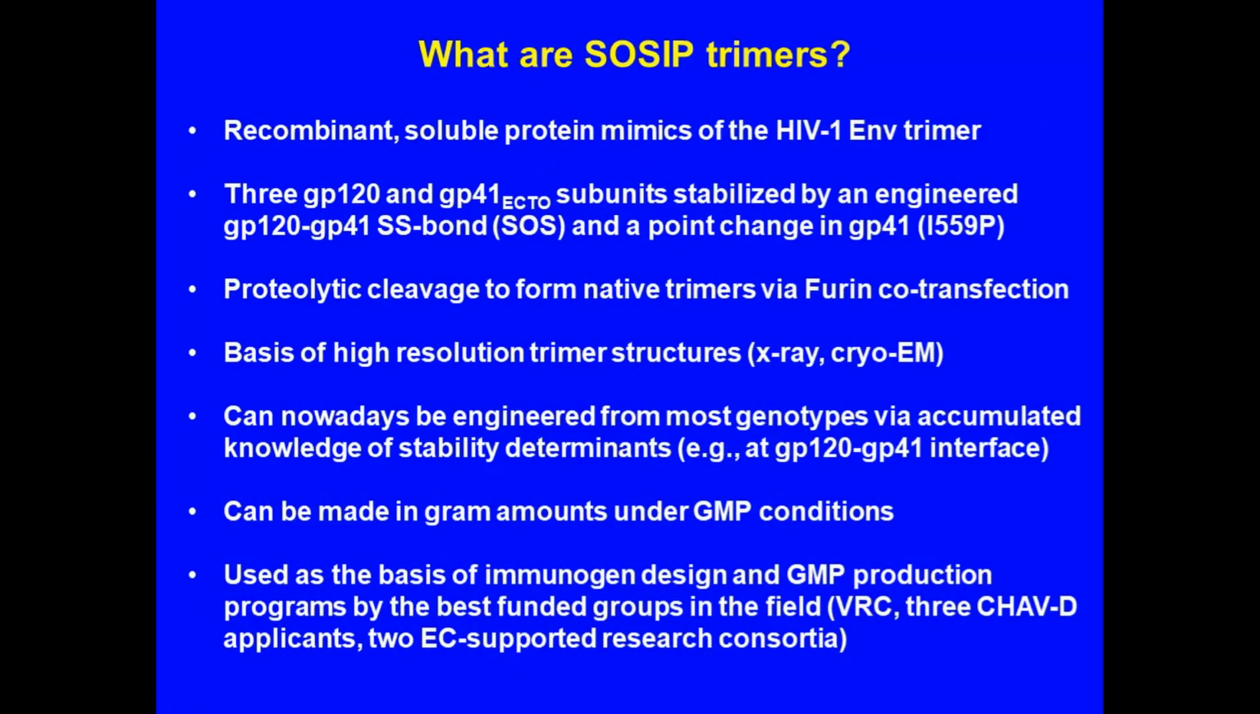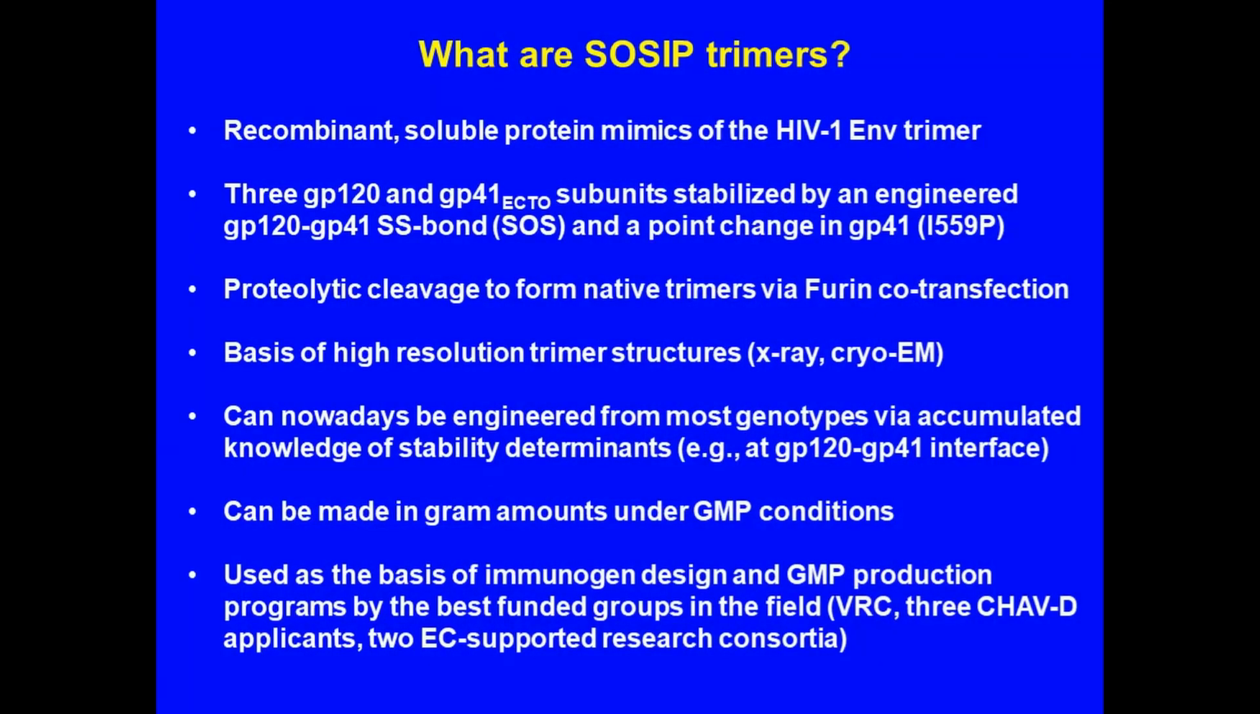They've been used to generate high-resolution structures by X-ray crystallography and cryo-electron microscopy. We can nowadays make them from most genotypes because we've accumulated enough knowledge of the stability determinants so that we can further engineer the structure to make it from a Brazilian virus, a Thai virus, a Chinese virus. We can do it essentially for most viruses.